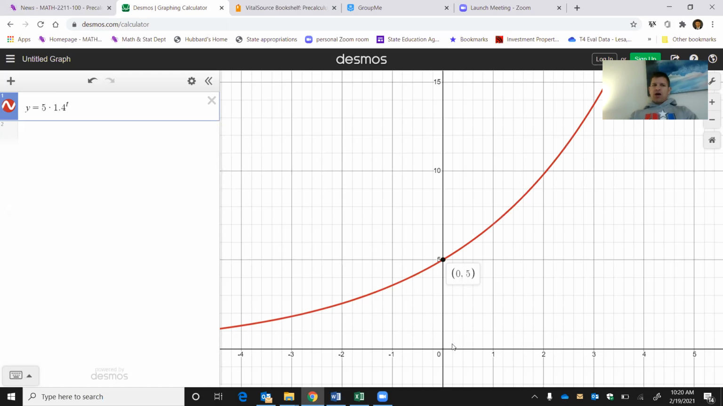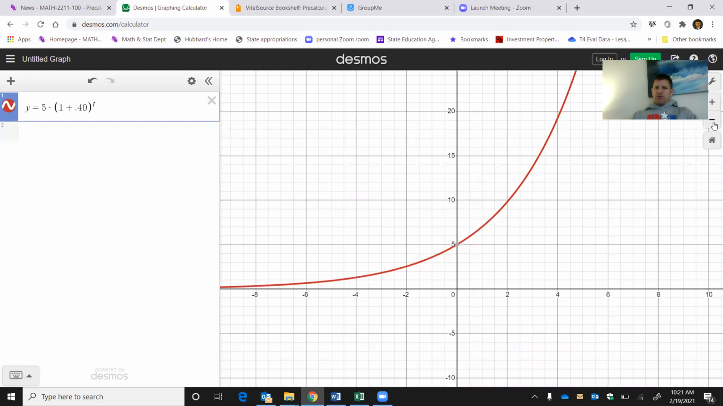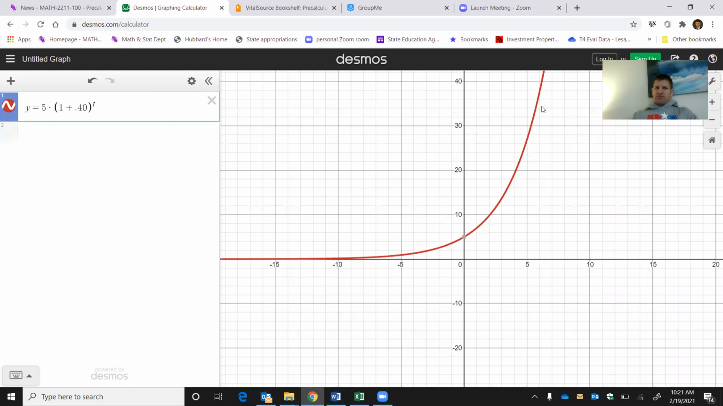And what happens? Well, this would be what happens if you have a 40% increase in your population every year, say. Watch what happens here. 1.4 is really like 1 plus 0.4. 0.40 is 40%. And so this says, hey, after 1 year, when t equals 1, you get your 5 initial back, plus you get 40% more, that's 2. And you can see what happens there. It grows faster and faster. And I can zoom out, and you can see how it grows faster and faster and faster.